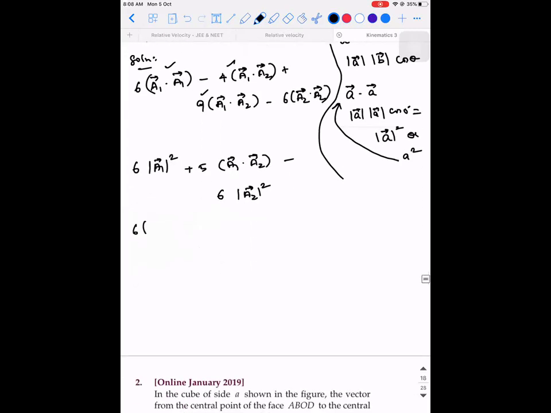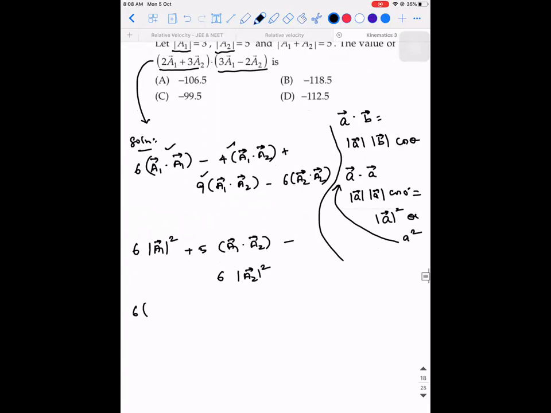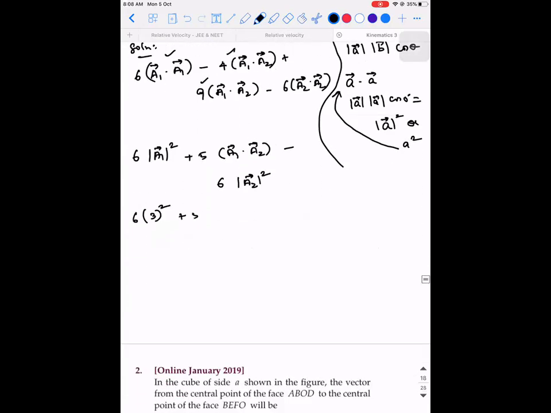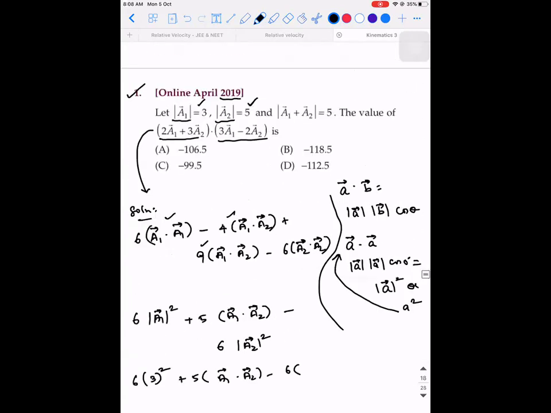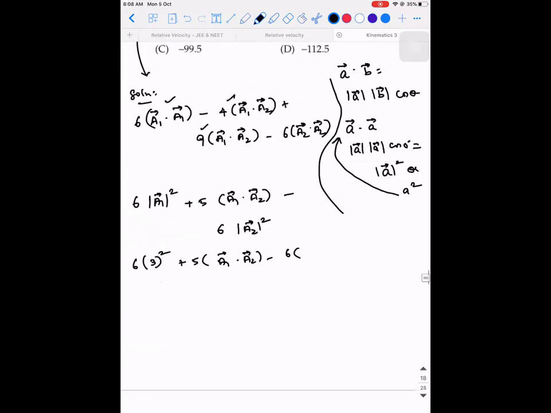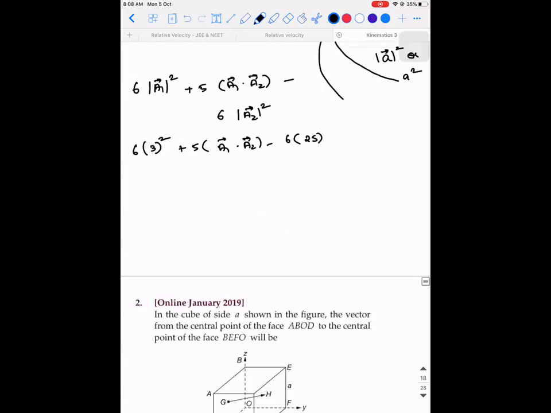Okay. So 6 into modulus of a1 is 3. So 6 into 3 square plus 5 into a1 vector dot a2 vector minus 6 into modulus of a2 is 5. That will be 25. Or I can write as 5 square also. Right. So 6 into 9, 54 minus 150 plus 5 into a1 vector dot a2 vector. Is it clear till this step?